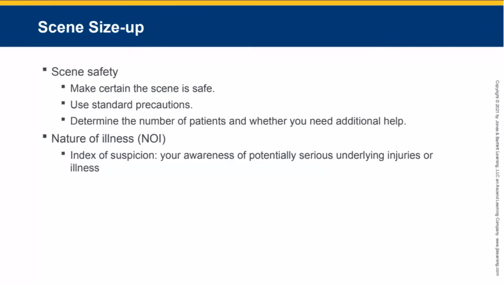Right, so determine the nature of illness. When you determine the nature of illness, what could be causing this? So patient is having difficulty breathing. So it's a respiratory illness. This provides you with an index of suspicion for different types of serious or underlying illnesses. The index of suspicion is your awareness and concern for potentially serious underlying and unseen injuries or illnesses.